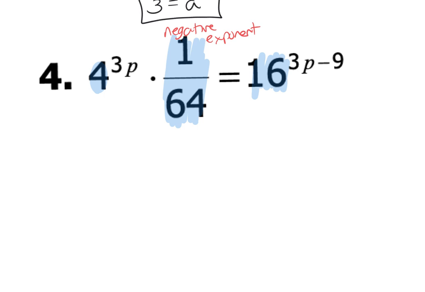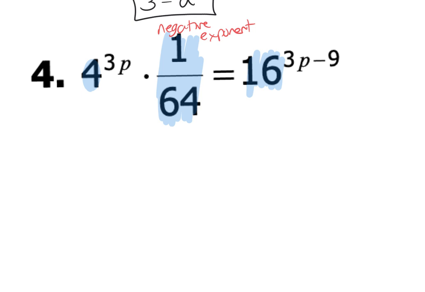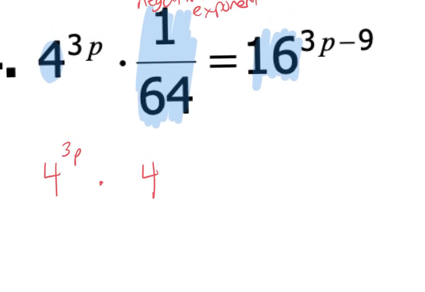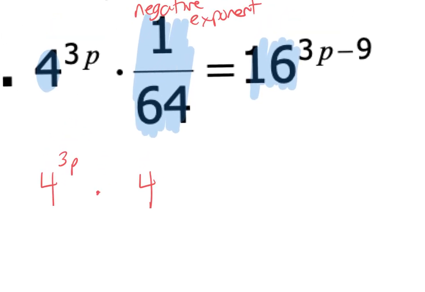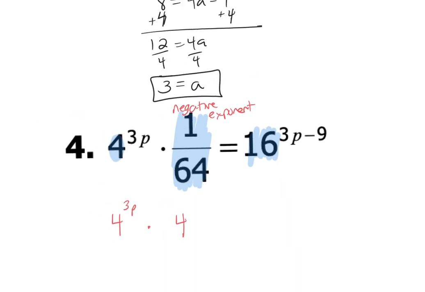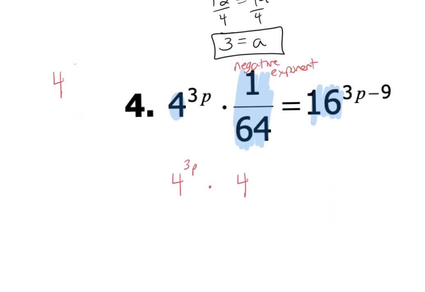16. How could you, 4 to 16? All right. How about a 4? Just make them all 4s, because you're going to kind of always rewrite the bigger one. I want to keep that 4 to the 3p. I need to get 1 over 64 to be 4 to something. Just think in your brain or in your calculator, 4 to what gets you regular 64?